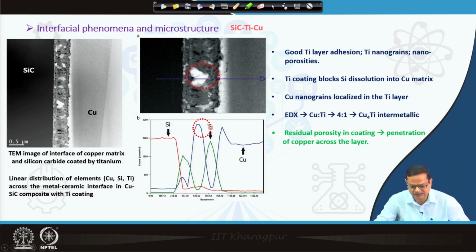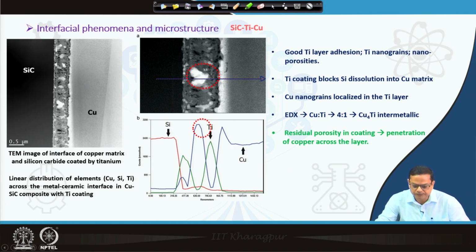At higher magnification you can see there are titanium grains, which are basically nano grains, and then you see some white particles or white phase appearing in the titanium layer. The first thing you are seeing is residual porosity in the coating. These black phases are basically the residual porosity. If you look at the dissolution, you see silicon is not getting dissolved. So, the titanium layer is stopping the silicon dissolution very efficiently.